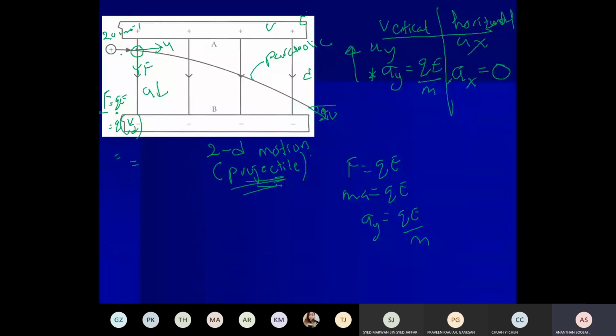At this moment, when it is diverted down, we neglect the gravitational effect. In electric field, when the charge is moving down, we neglect the gravitational effect because the gravitational force is far weaker than the electric force. Electric force is going to be very dominant. So we neglect gravitational force here in the calculation.